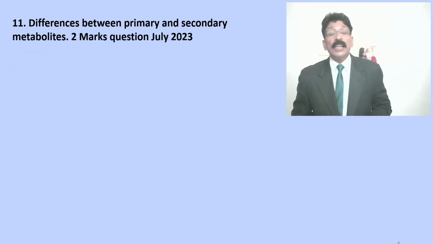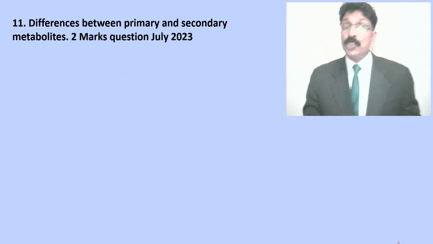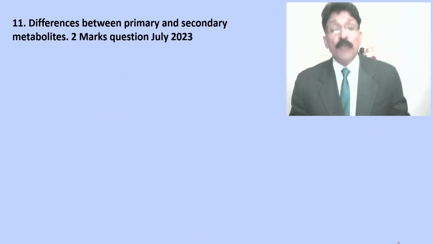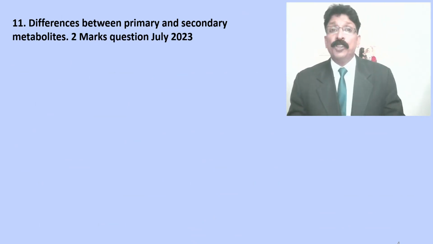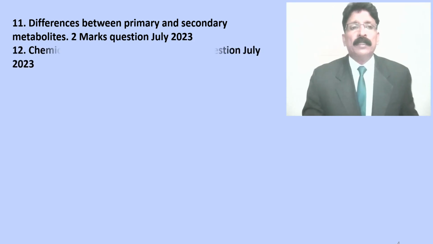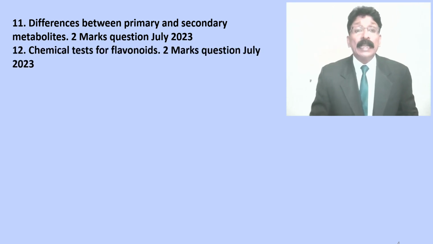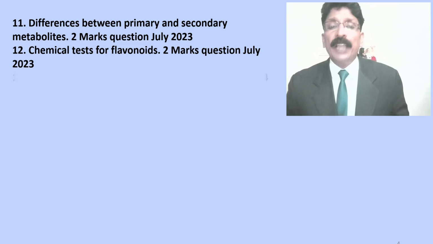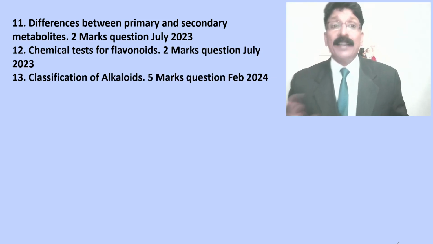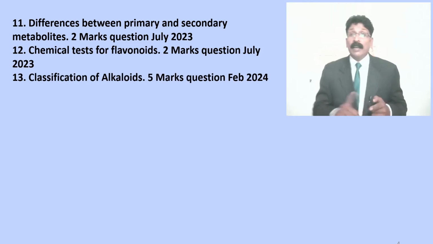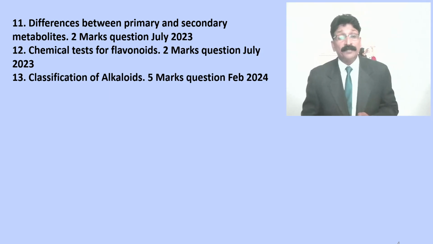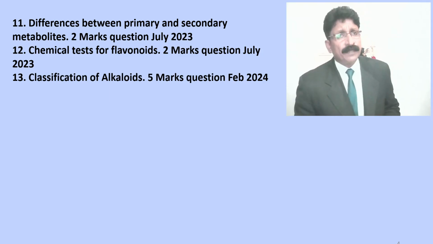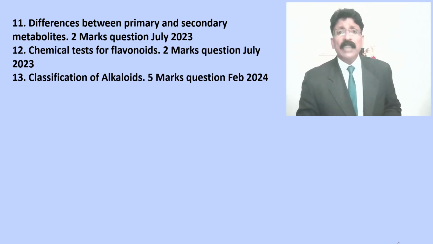Difference between primary and secondary metabolites. They have asked a 2-mark question, July 2023. You should specify with example. And the chemical test for flavonoids. 2-mark question in July 2023. Classify or classification of alkaloids. 5-mark question they have asked in February 2024.